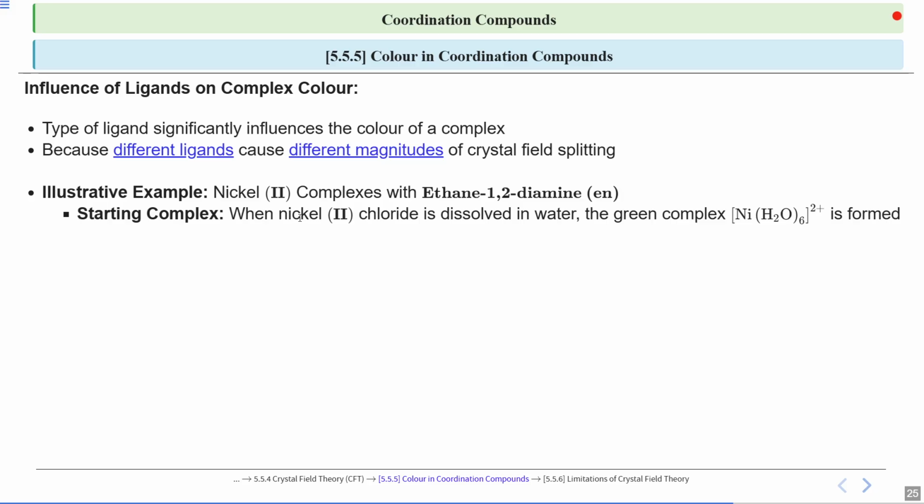The starting complex: when nickel plus 2 chloride is dissolved in water, the green complex is formed, which is nickel H2O(6) 2 positive. This is green in color.